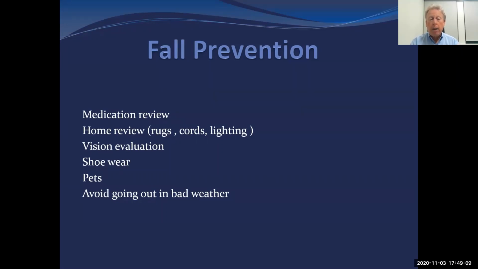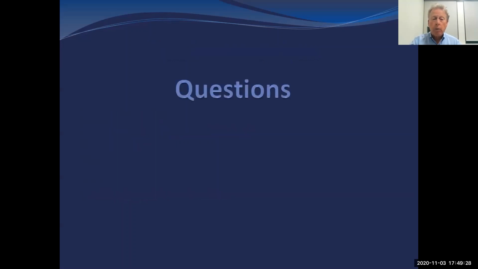But reviewing your medications, looking around the house, a vision evaluation, the right shoes, being careful about pets. I can't tell you how many people get tripped up by their dogs and break things. And going out in bad weather is my pet peeve. When people break their hip and I ask what they were doing, they were getting the newspaper on a slippery day. Really bad idea.